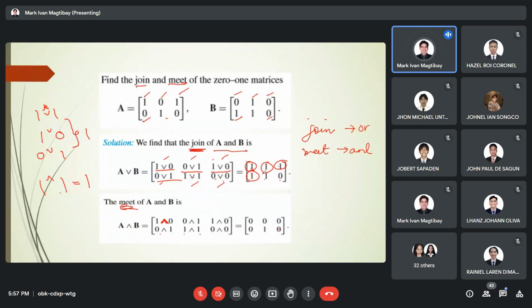1, disjunction 1 is 1. And then 0, disjunction 0 is 0. Okay, kaya mabubuo po natin yung specific na matrix na meron tayo. Join, disjunction. Okay, how about naman doon sa meet?